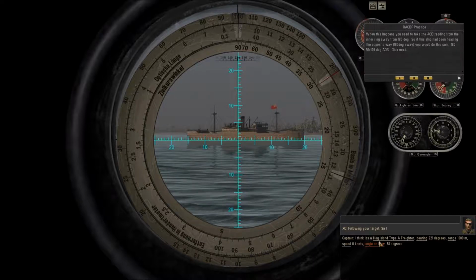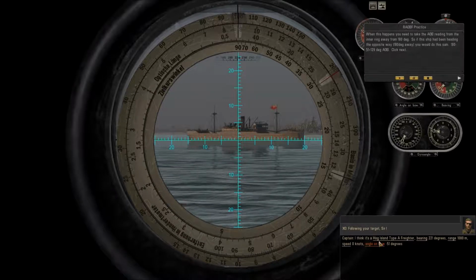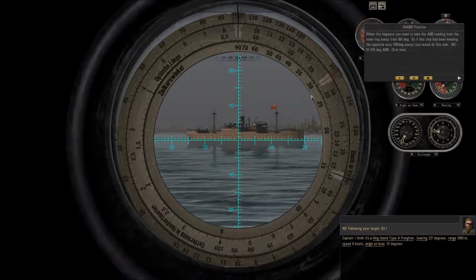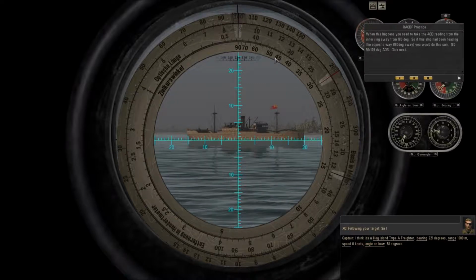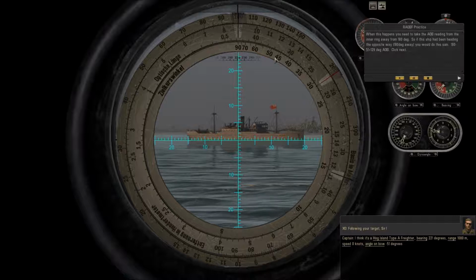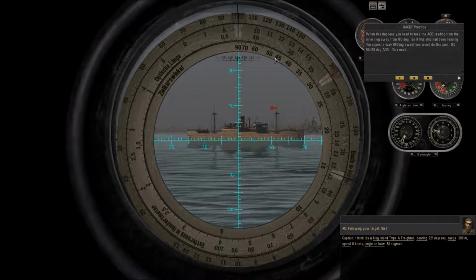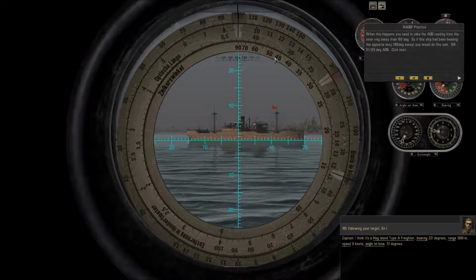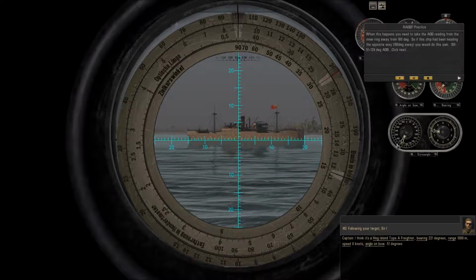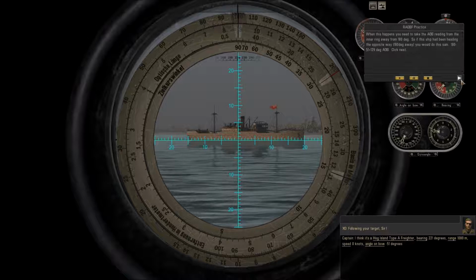I hope it's clear. So if the ship is heading to us, the angle on bow is the angle on bow that we have here. If the ship is going away, the angle on bow is 180 degrees minus the angle on bow that we have here, 51. So in this case, it will be 129. Okay, next.